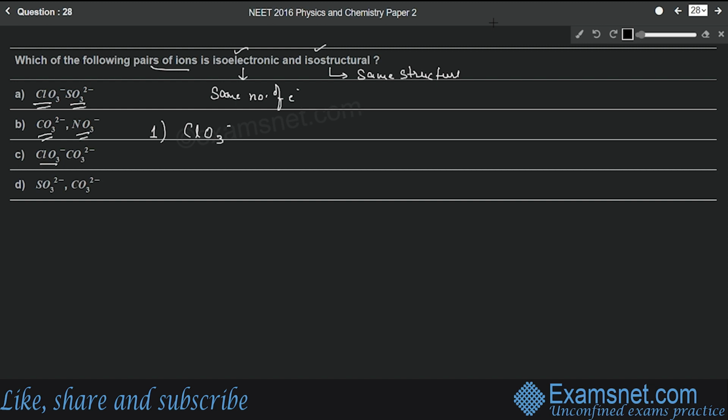ClO3 minus. If we draw the structure here, this is chlorine, double bond O, and O minus, and there is a lone pair of electrons on the chlorine atom. Okay, first let's find the steric number. Steric number will give you the structure or the shape of the compound. Steric number is equal to the total number of atoms bonded to the central atom. Here 3 oxygens are bonded, so 3 plus the total number of lone pairs. One lone pair is on the chlorine atom, so 3 plus 1 is 4. When the steric number is 4, the shape will be tetrahedral or pyramidal.